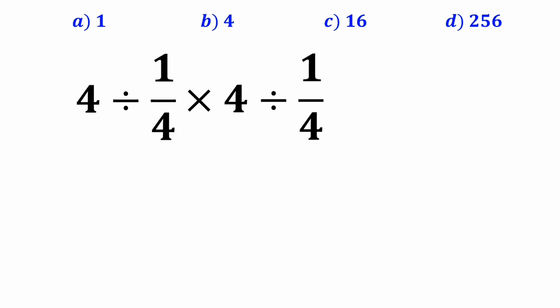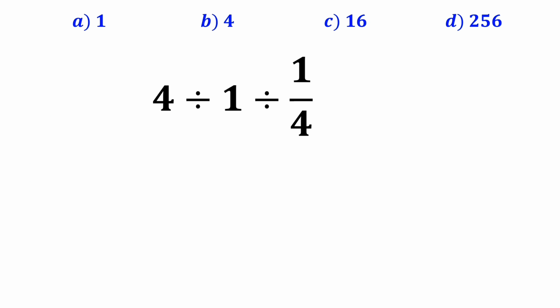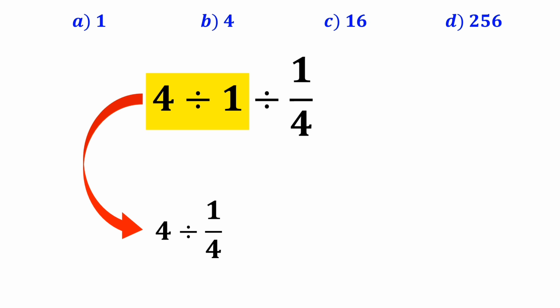Quite a few people, when faced with this question, might immediately focus on the part 1 over 4 times 4, which I have highlighted in yellow, and they tend to cancel out the 4's. So, they rewrite the entire expression as 4 divided by 1 divided by 1 over 4. In the following step, they often calculate 4 divided by 1 and say this simplifies the expression to 4 divided by 1 over 4. And finally, they conclude that this must be equal to 16.